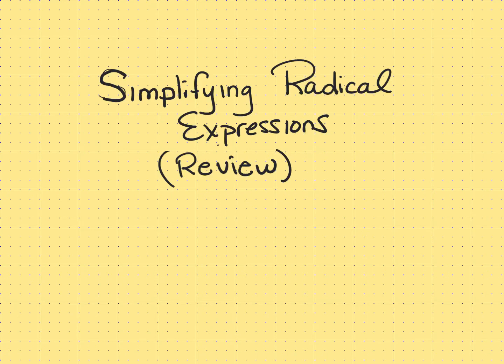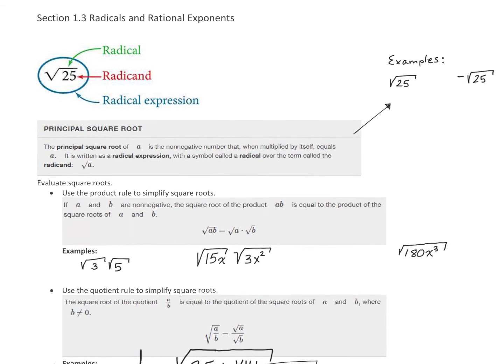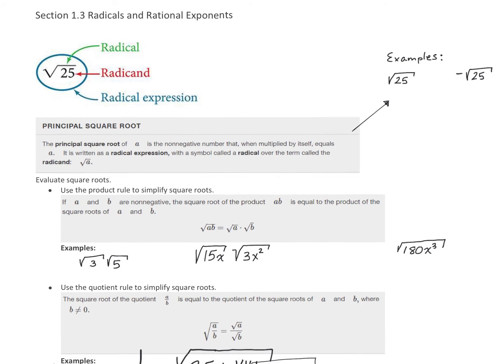This video is about simplifying radical expressions. When we talk about a radical expression, what we're talking about is something with a root symbol. If I don't put a number in the little crook of this root, right here, then we're going to assume that that is a square root.